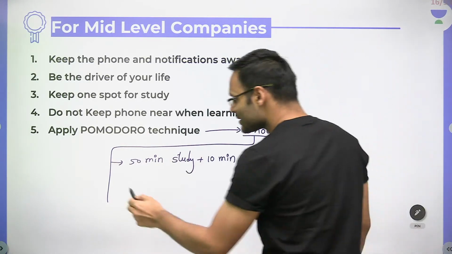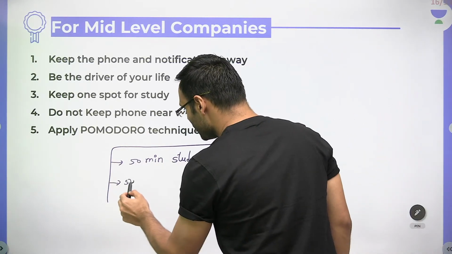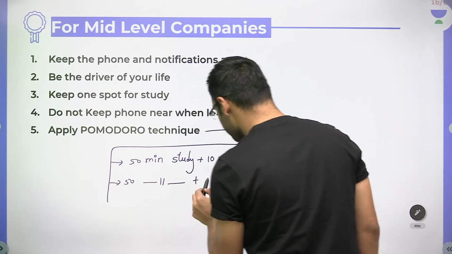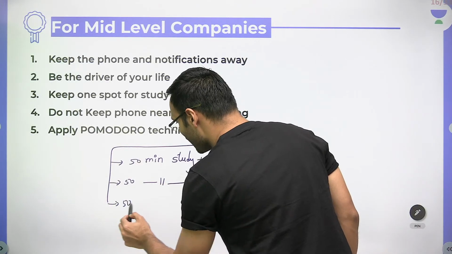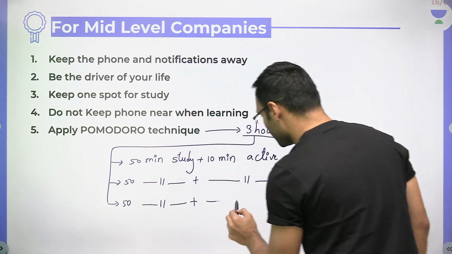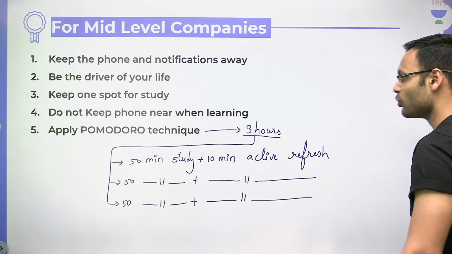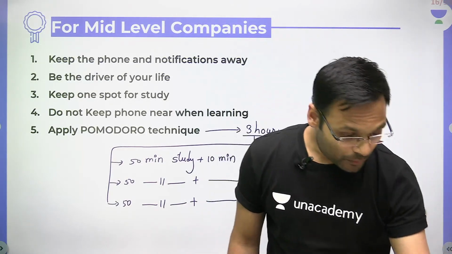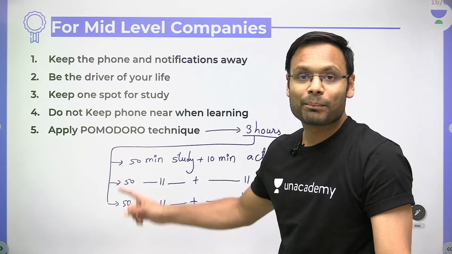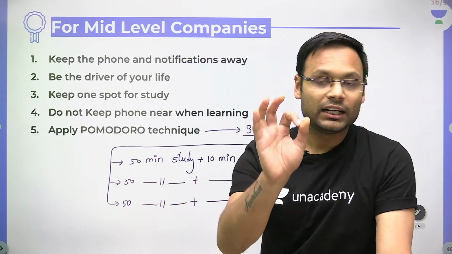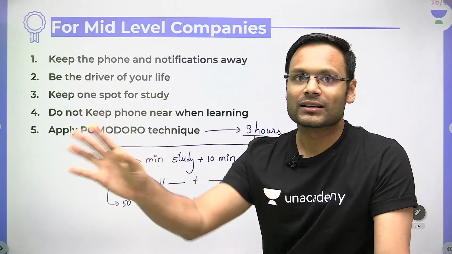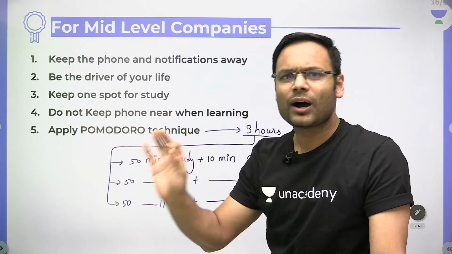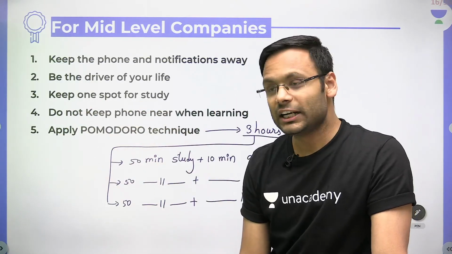Then again the same thing: 50 minutes of very hard study plus 10 minutes of active refresh. Then again 50 minutes of hard study plus 10 minutes of active refresh, 3 hours gone. And that is my surety that if you can apply this, definitely you will have a better result in terms of your long studies. होगा, पक्का होगा, 100% होगा.